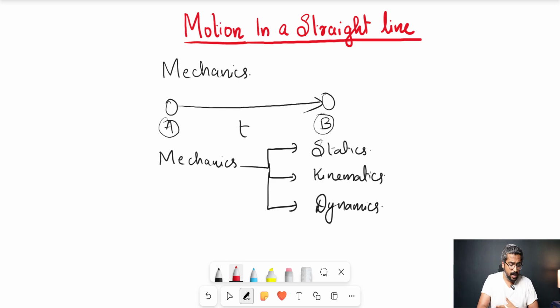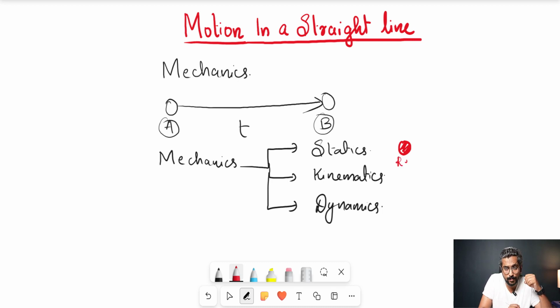Imagine that you have an object here. Once again, I'm taking one object here, and this object is at rest. So it is not moving. That means there is no external force acting on such an object or body, and we say the body is in a static position. Whenever we study the condition of that particular object, we call it statics.